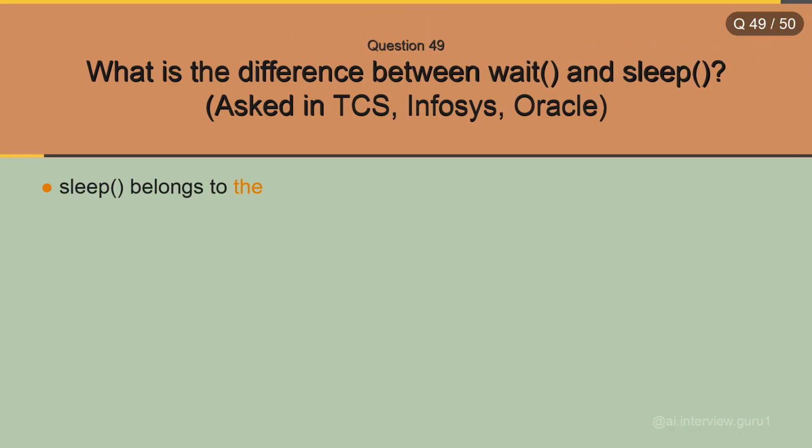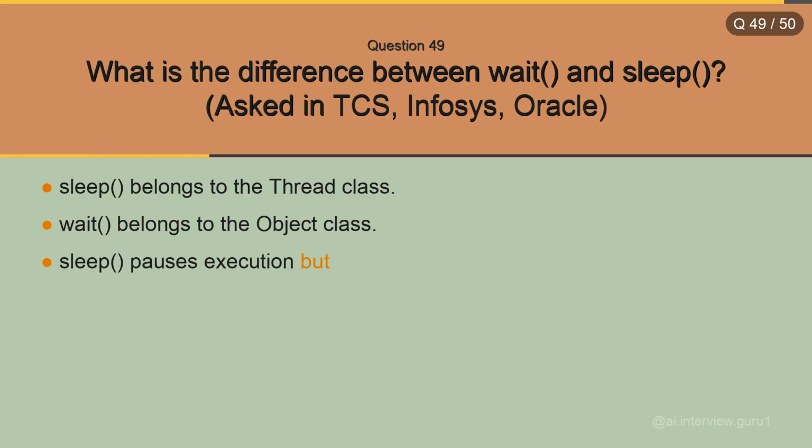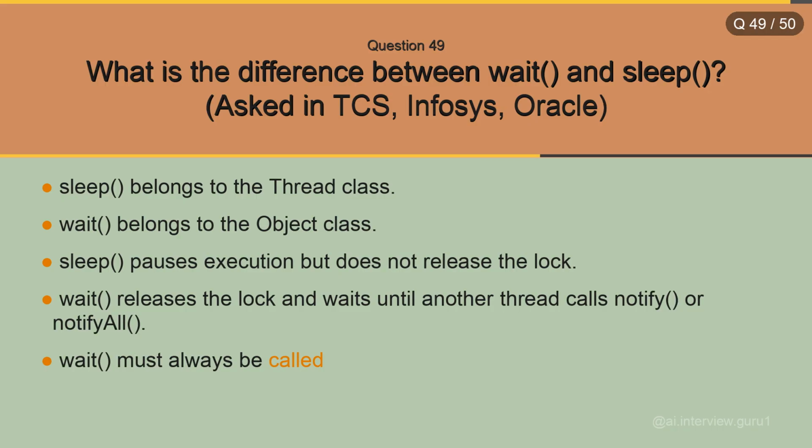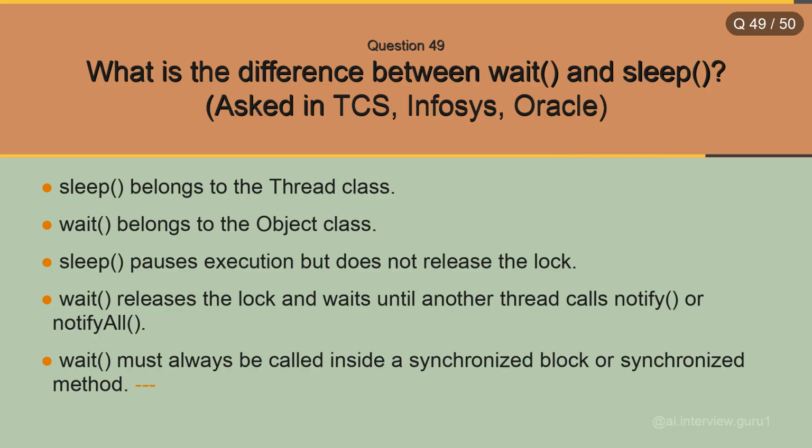What is the difference between wait and sleep? Sleep belongs to the Thread class. Wait belongs to the Object class. Sleep pauses execution but does not release the lock. Wait releases the lock and waits until another thread calls notify or notifyAll. Wait must always be called inside a synchronized block or synchronized method.